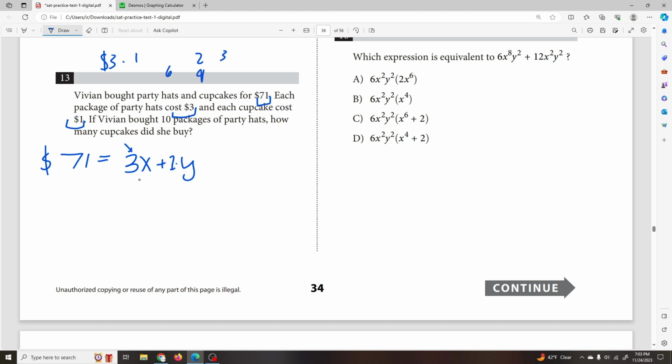3 times 3 is 9. We put that 3 in front just to show you the price, 3x. And then we're adding it to 1y, or 1 times y, which is just y, right? Why are we doing that? Because each cupcake costs $1 and our number of cupcakes is going to be y.